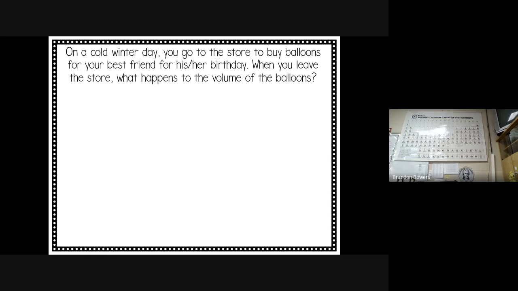Let's try another one. On a cold winter day, you go to the store to buy balloons for your best friend for his or her birthday. When you leave the store, what happens to the volume of the balloons? Once again, you got a PTV stick. All right, so what happens to the volume? I'm solving for this. So which one of these is constant?